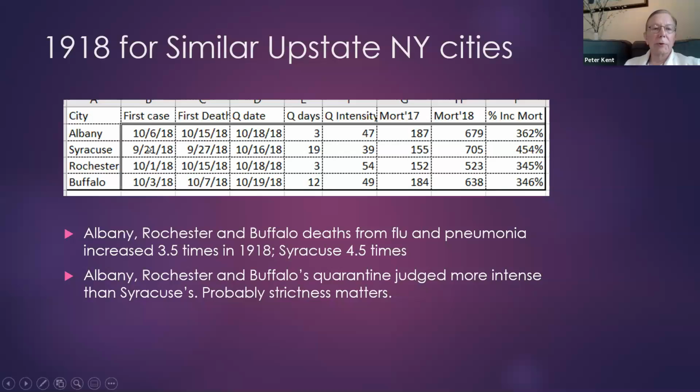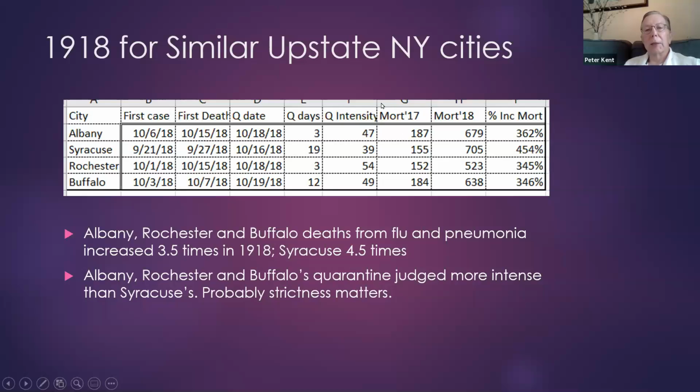Here is when the first case happened. This next one is called the first death, but it's actually more when the death rate starts to double or the infection rate starts to double. I'm not exactly sure how they define that. And this is when the quarantine was initiated, and this is the number of days between this middle column and when quarantine started. And this is someone's judgment as to the intensity that they enforced that quarantine.